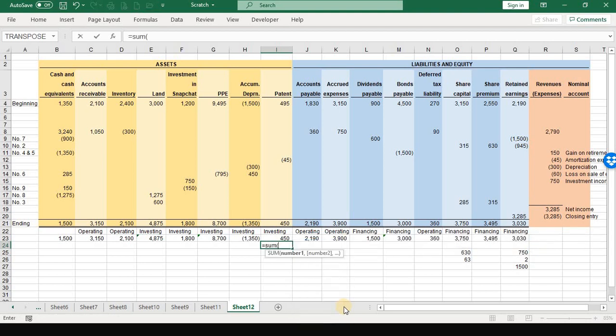Then again, let's check whether the total assets is equal to the total liabilities and equity. So they're both balanced. Now, all the additional procedures are for checking purposes, just to ensure that our procedure is correct in order for us to prepare a correct statement of cash flow.